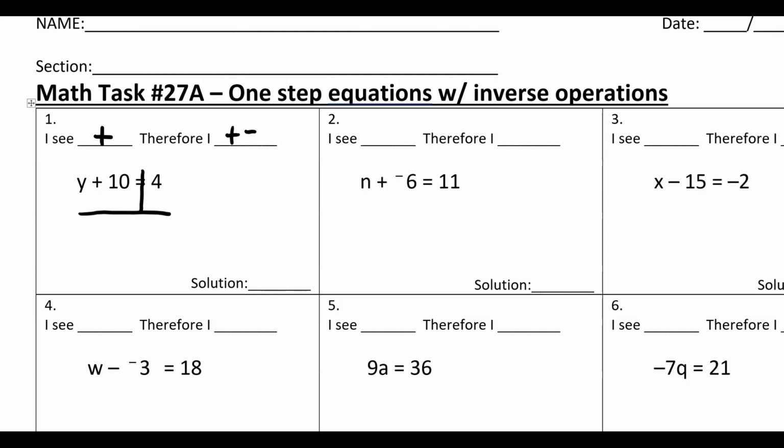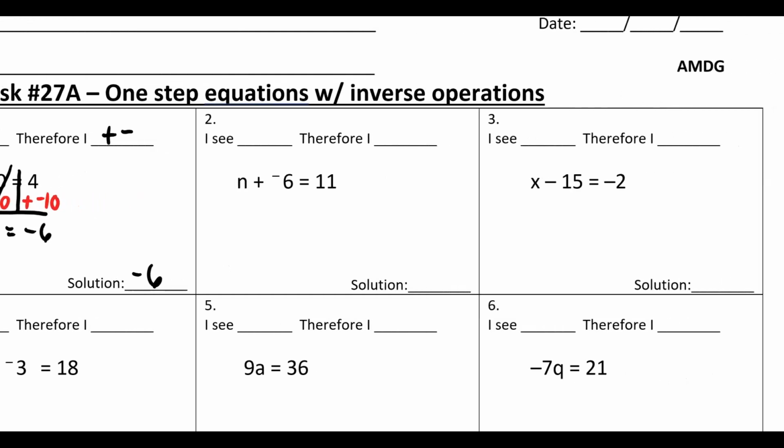So y plus 10 equals 4. We're going to add a negative 10, which is the same thing as subtracting 10 from both sides. 10 plus negative 10 is still 0, so y is equal to 4 plus negative 10, which is negative 6. Remember, you have your calculator to help you prove your integer arithmetic.